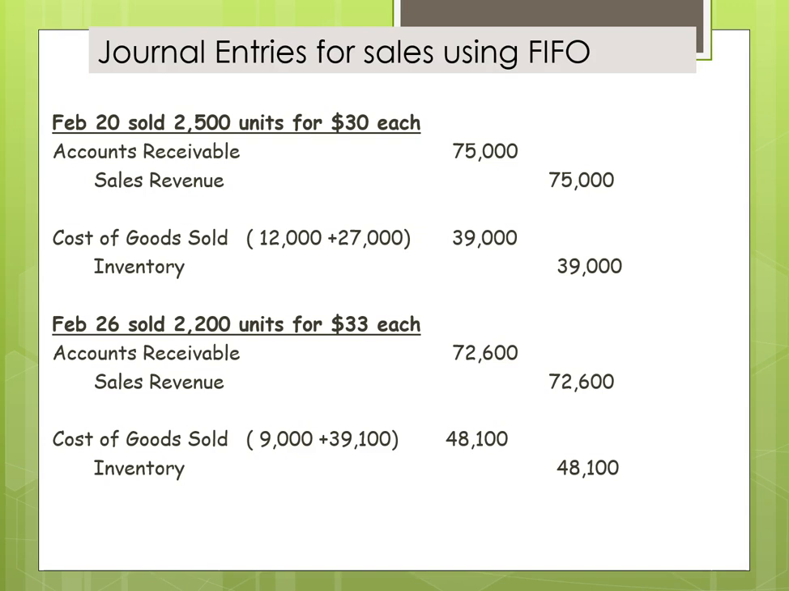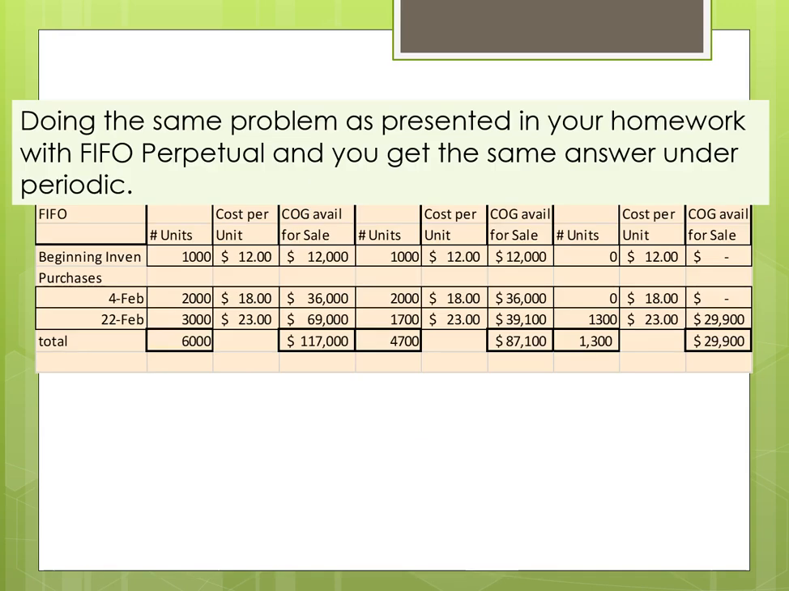Now, what would this look like based on your homework and how they present it? This is the way it would look, and again, if you notice, we end up with the same number of units available, the same units sold in that last bottom line, and the same ending inventory.